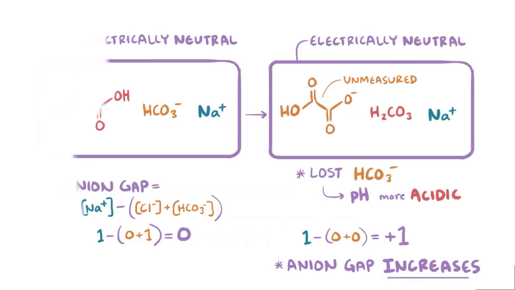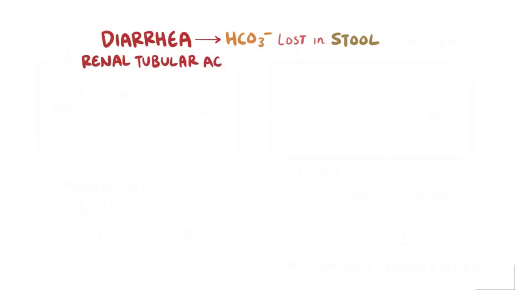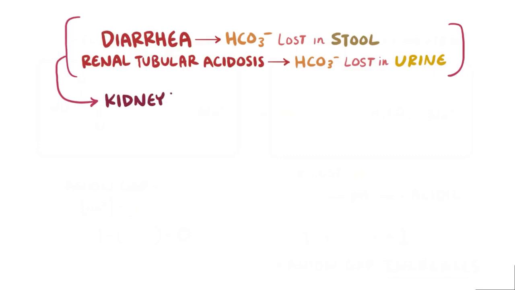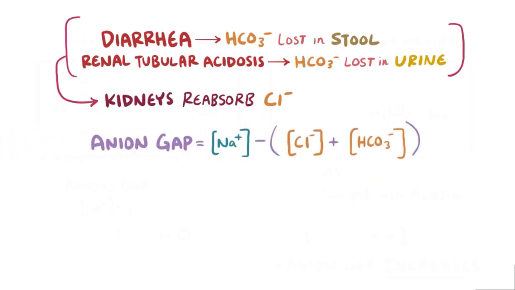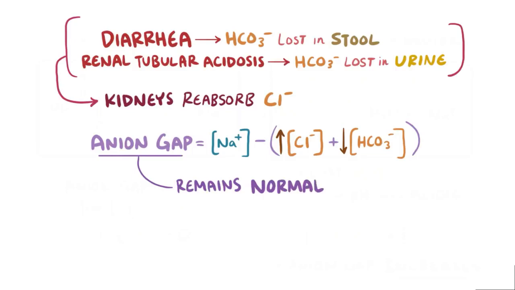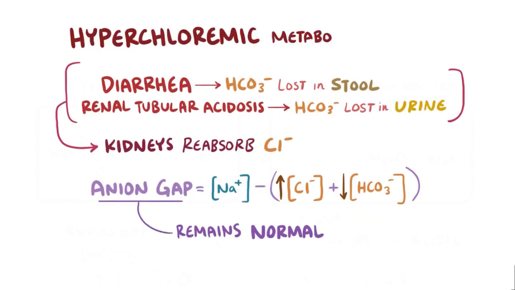But that's not what happens in all cases of metabolic acidosis. For example, with diarrhea, excessive bicarbonate gets lost in the stool. And in renal tubular acidosis, excessive bicarbonate gets lost in the urine. In these cases, the kidneys start reabsorbing more chloride ions, which build up in the plasma and replace the bicarbonate ions. Since chloride ions are measured in the equation, the bicarbonate concentration goes down, but the chloride concentration goes up. So the anion gap stays about normal. That's why a normal anion gap metabolic acidosis is sometimes called a hyperchloremic metabolic acidosis.